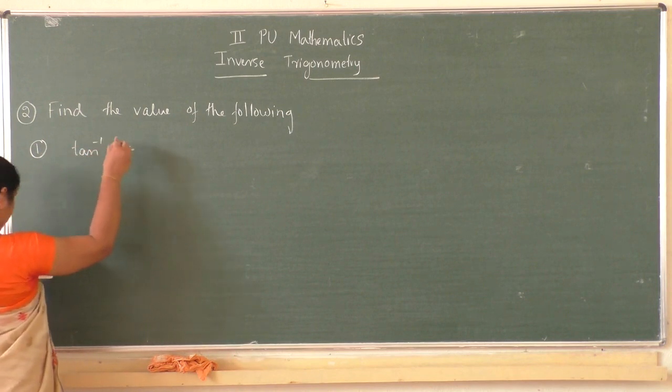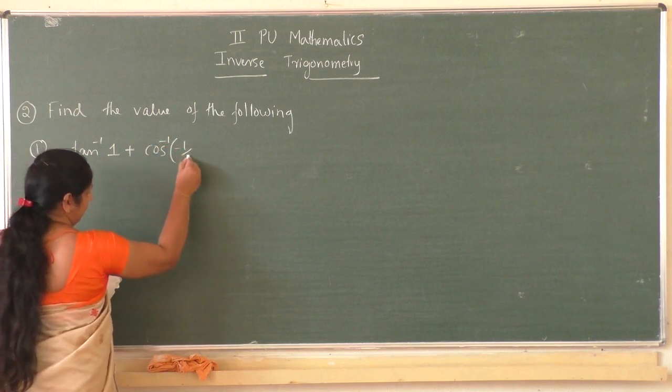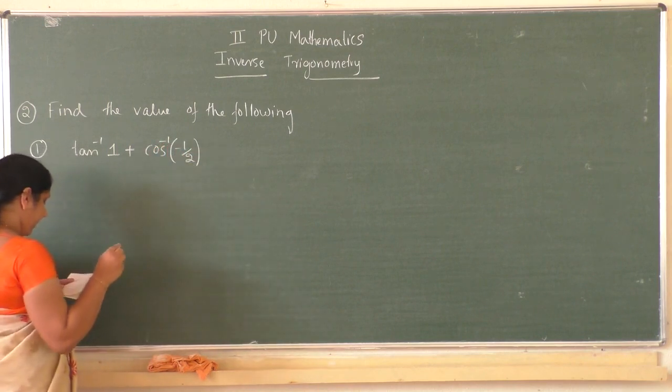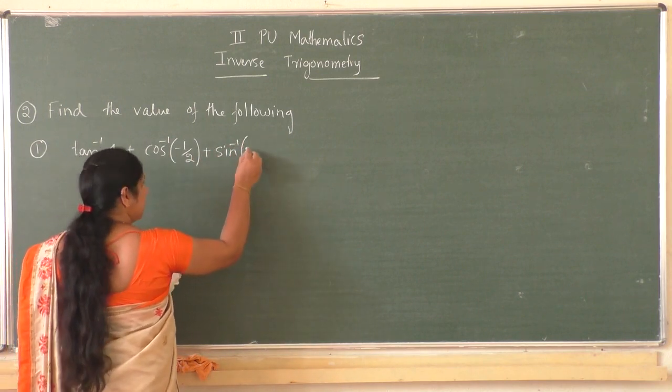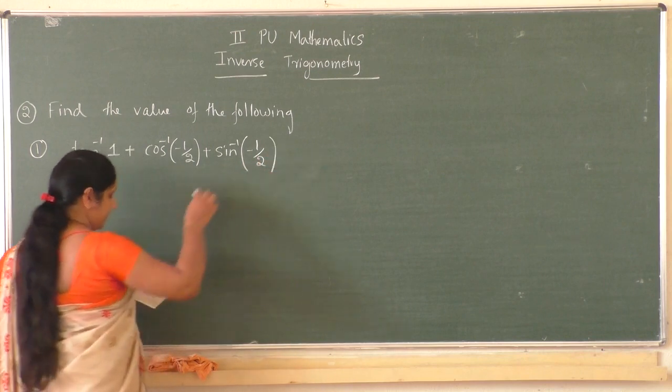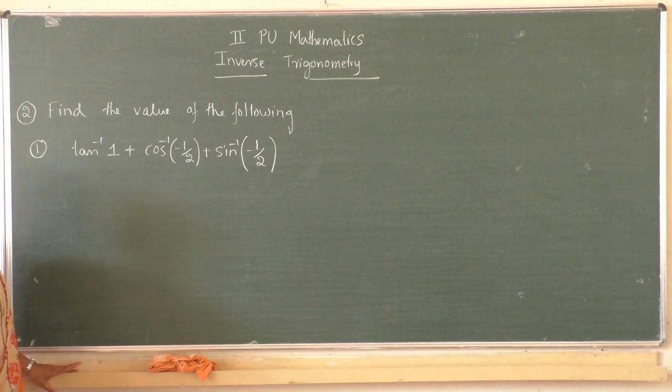Tan inverse 1 plus cos inverse of minus half plus sin inverse of minus half. So you have to find the value of this term, that is tan inverse 1 plus the cos inverse of minus half plus the sin inverse of minus half.